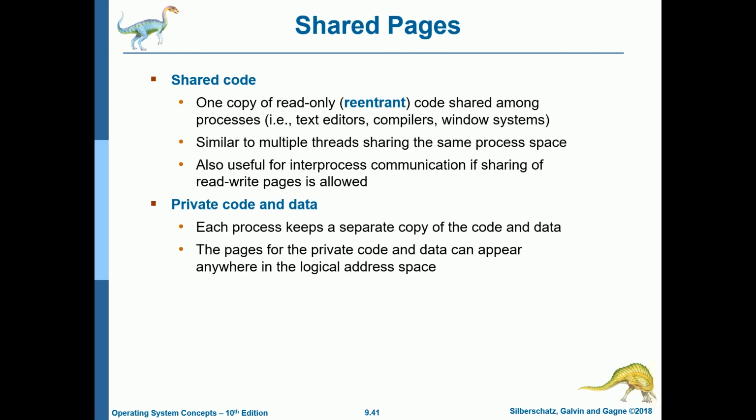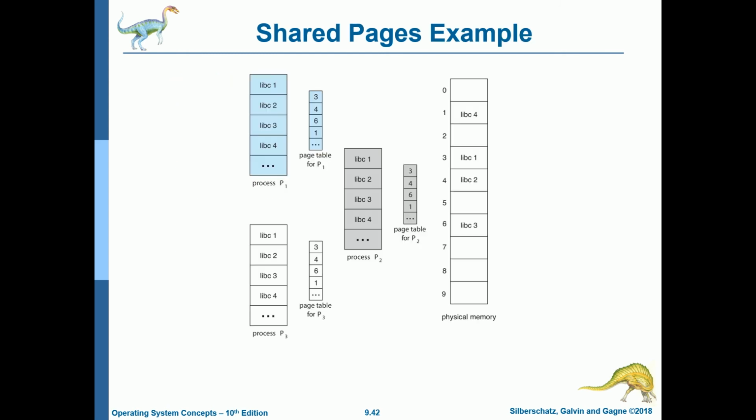An advantage of paging is the possibility of sharing common code, a consideration that is particularly important in an environment with multiple processes. If the code is reentrant code, it can be shared, as we can see right here. Here we see 3 processes sharing pages for the standard C library, libc.